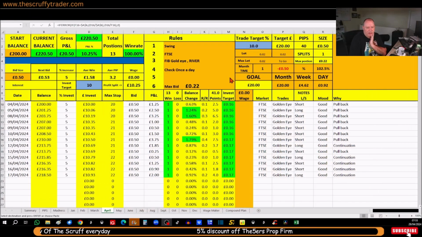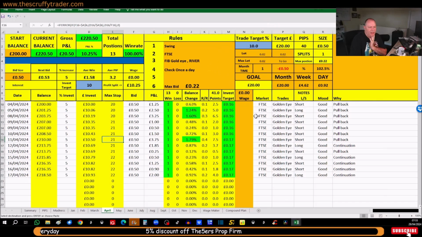Now the account that I'm going to be using, if I just pull this out of the way, this is the small account. We're going to go in on this. Now, our max bid is 50p because that's what the FTSE allows, but it should only be 22.